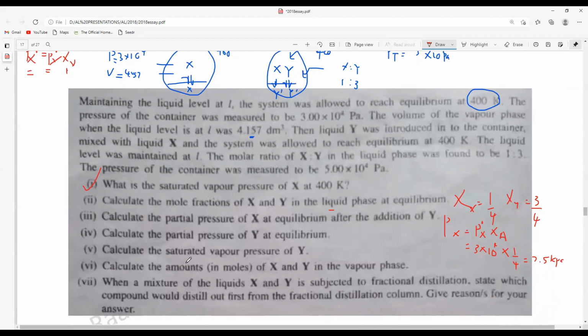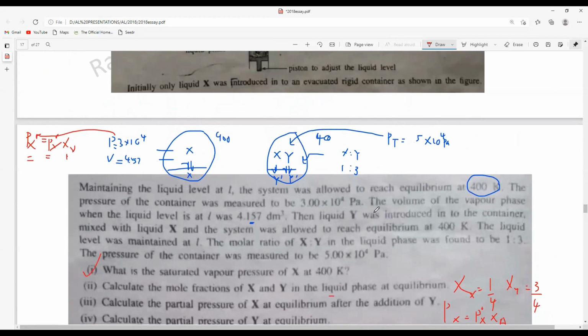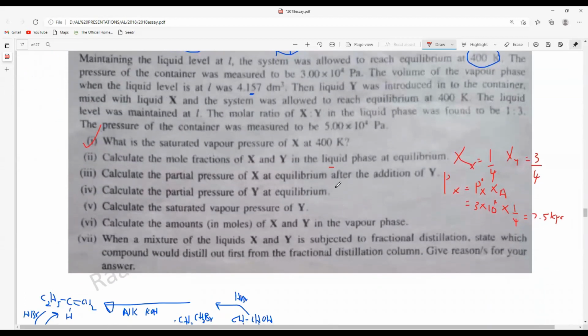Okay. Then calculate the partial pressure of Y at equilibrium. So here they have given you the total pressure, which is like 5 into 10 to the power 4, means 50 into 10 to the power 3 Pascal, which is 50 kilopascal. So you know now 50 kilopascal, which is the total vapor pressure, should be equal to Py plus Px, which is 7.5 kilopascal. So basically Py is around 42.5 kilopascal.